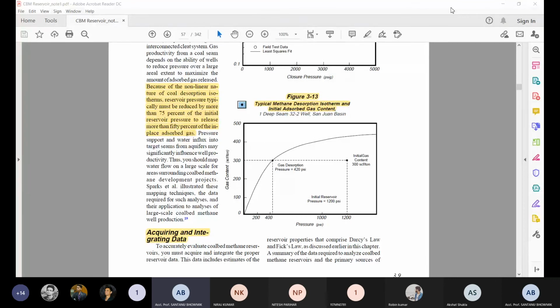So when you are going to increase the stress from the earlier condition, obviously it is trying to close the natural fractures, and that's why it is going to reduce the permeability. Is it okay now?